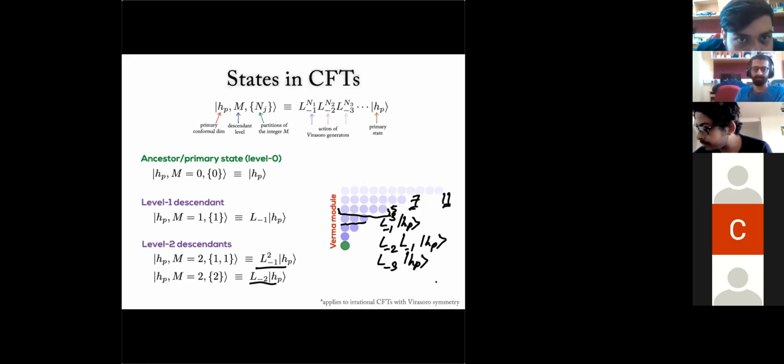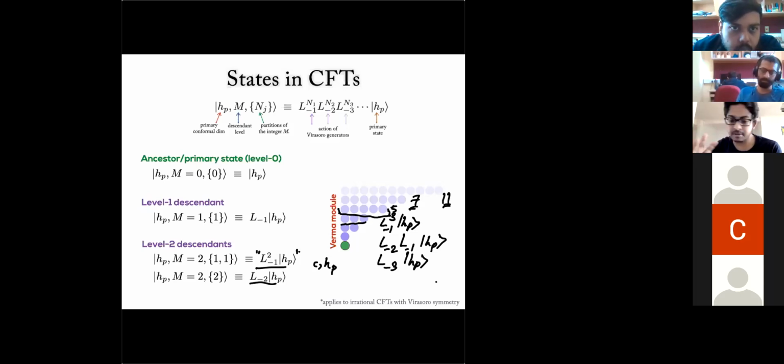The way that happens is that you can look at the inner product of this state with itself, okay? And for some specific values of the central charge and HP, such norms can actually vanish, okay? And these things happen in rational CFTs. I'll come to what is a rational CFT and what is an irrational CFT in a few slides, but let's stick to irrational CFTs for the time being, for which the description is simple.